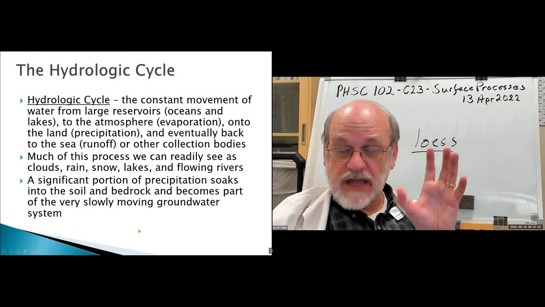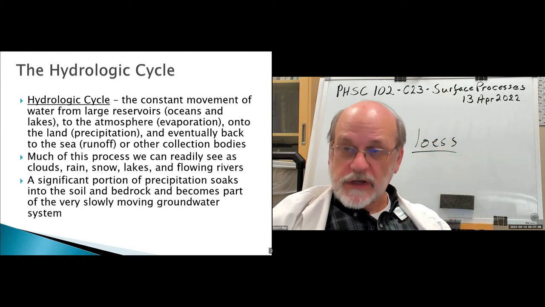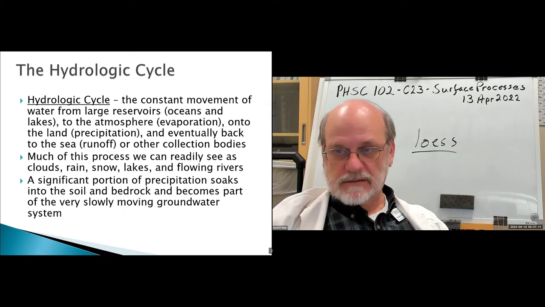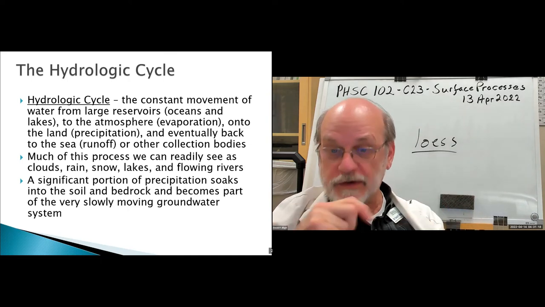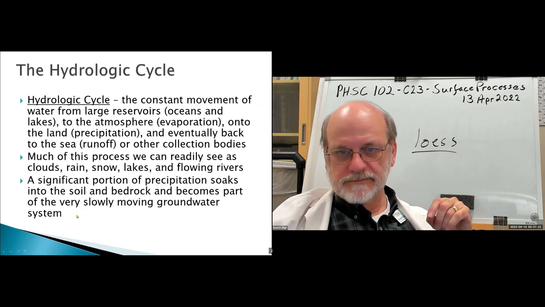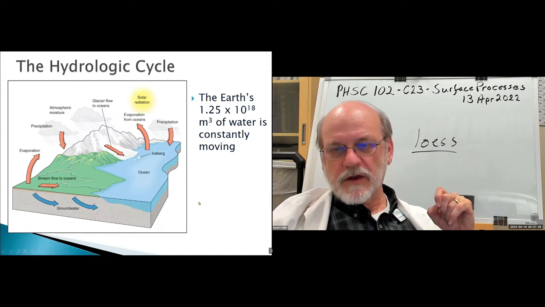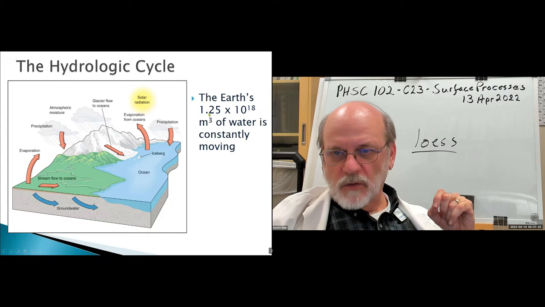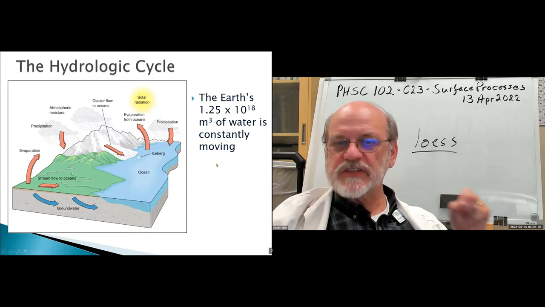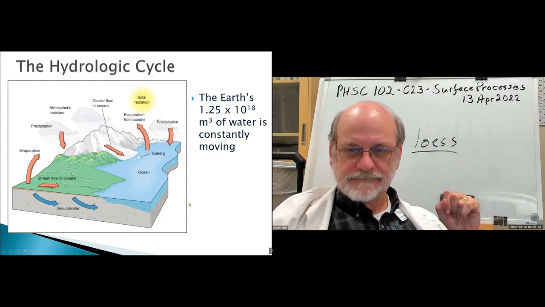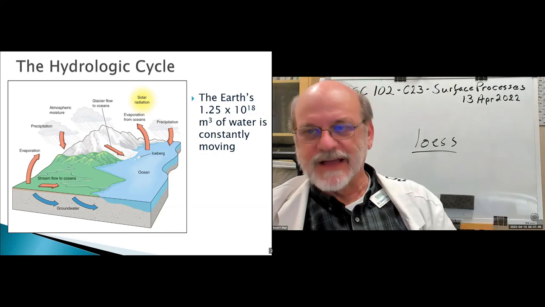This water that has been precipitated will soak into the soils. It'll even soak down into the bedrock, because the bedrock is not a solid unit. It has cracks in it, and the water will flow into those cracks and move through the bedrock. So here's a look at the Earth's 1.25 times 10 to the 18th cubic meters of water, which is constantly in motion. Right? There's more water than that on the Earth, but that's how much is in the cycle itself at any one time.